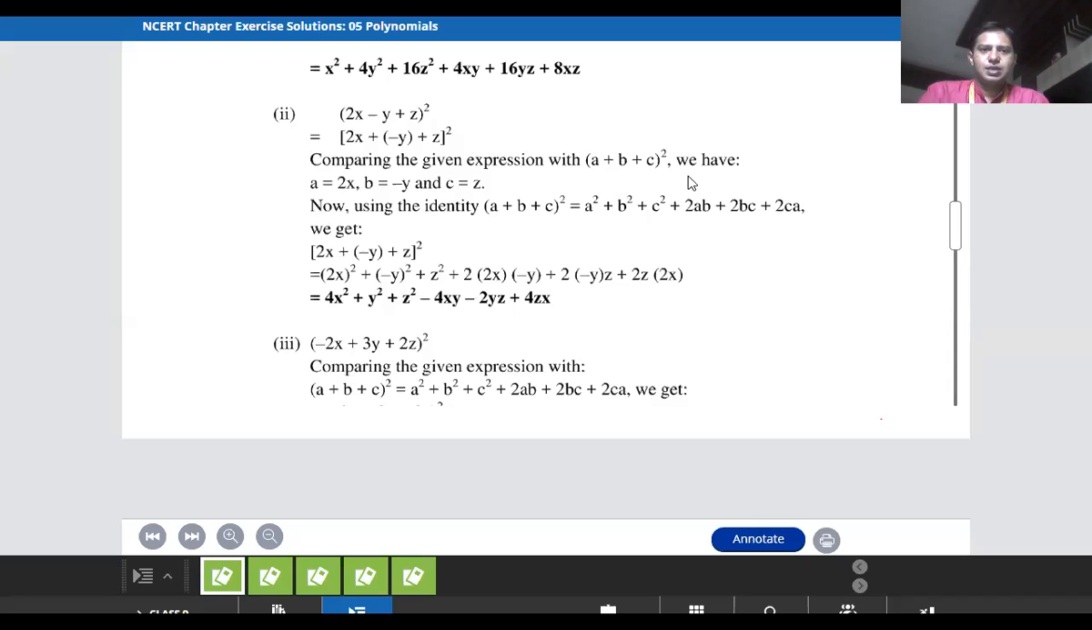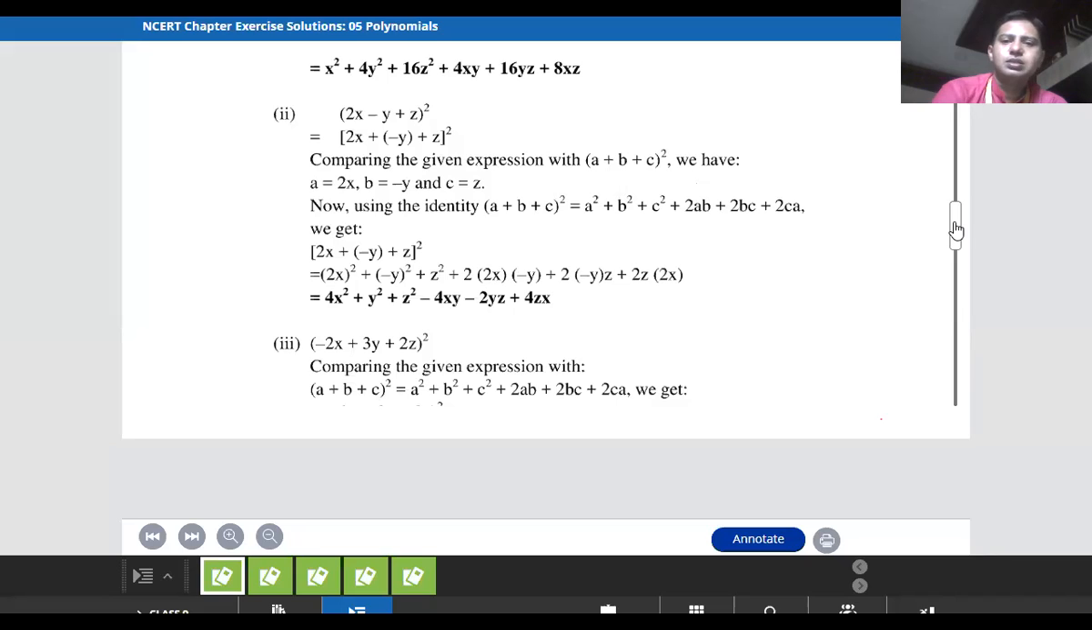Aditya wrote the answer as 4x square plus 9y square plus 4z square. Perfect. Minus 2ab will give you minus 12xy. 2bc will give you plus 12yz. Perfect. And 2ca will give you minus 8zx. Perfect. Very good, Aditya. Aditya wrote the right answer as 4x square plus 9y square plus 4z square minus 12xy plus 12yz minus 8zx. Waiting for the answer from others as well.